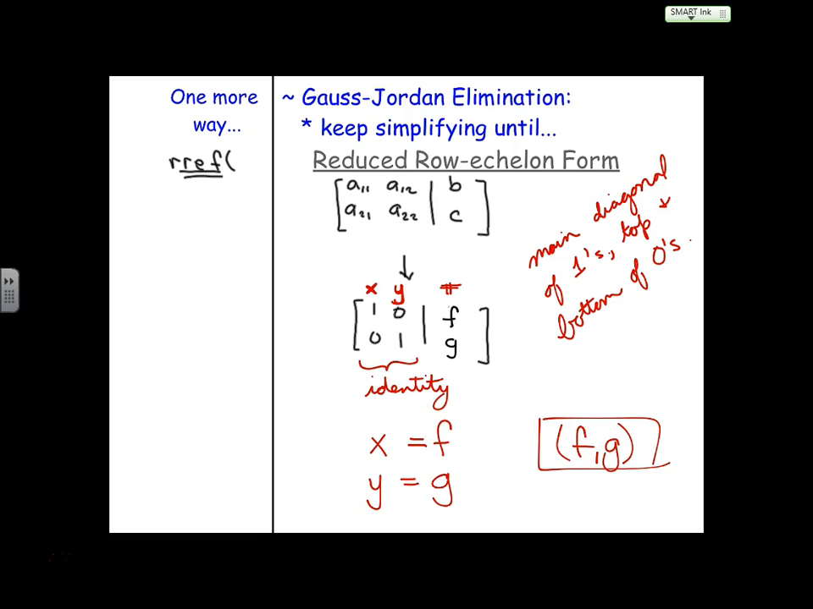Hence, the pros, the benefits, thank you, of reduced row echelon form, RREF. Now, how do we do this though? It's time for us to work a little harder.